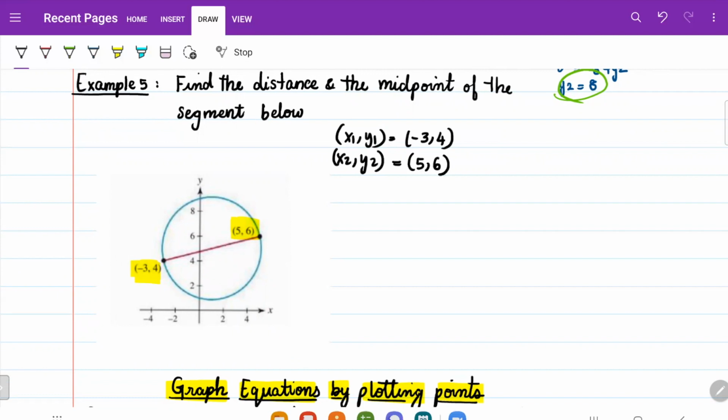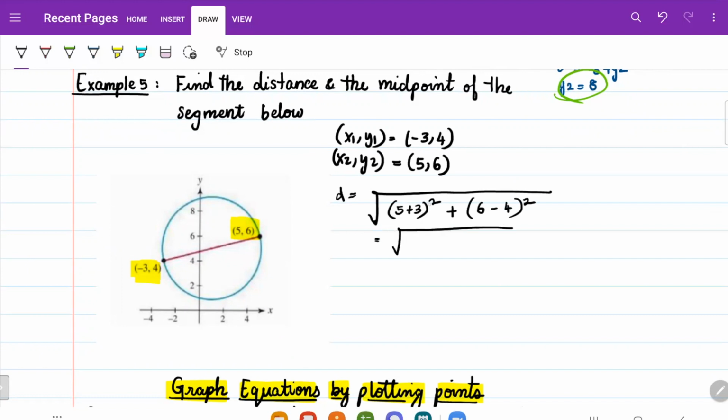I will be using the distance formula again, where d is the square root of the distance between the x coordinates, squared, plus the distance between the y coordinates, squared, and then you have the whole root, which is equal to 5 plus 3 is 8, and 8 squared is 64, plus 6 minus 4 is 2, and 2 squared is 4. So we have root 68.